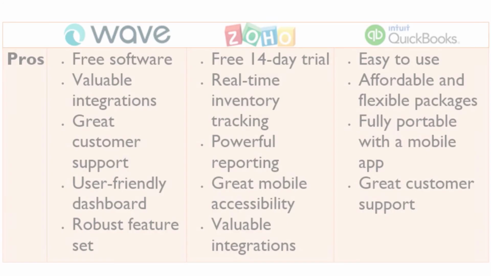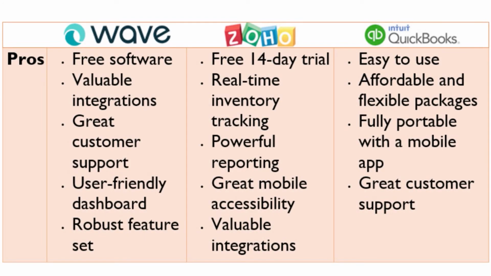Now, what about the pros here? We're showing you right now on the screen the pros of each software tool. So for Wave, it's free software, valuable integrations, great customer support, user-friendly dashboard, and a robust feature set. For Zoho, you have a free 14-day trial, real-time inventory tracking, powerful reporting, great mobile accessibility, and valuable integrations.